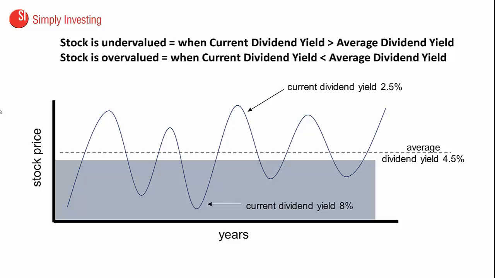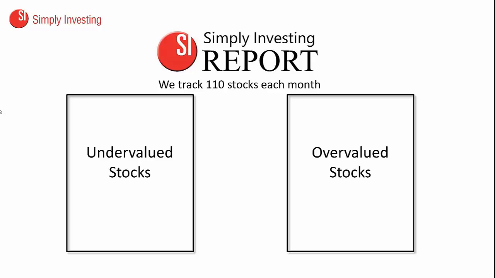Now in the Simply Investing report, we track 110 stocks each month, and we've made it really easy by putting stocks into two separate tables. We've got an undervalued table and an overvalued table. If you're considering buying some stocks, you'd look at the undervalued table first. If there's anything you're thinking about selling, you'd want to check and see if it was in the overvalued section. If there's a stock you're thinking of buying and it's in the overvalued section, then for now you would have to skip it because you don't want to be buying stocks when they're overpriced.